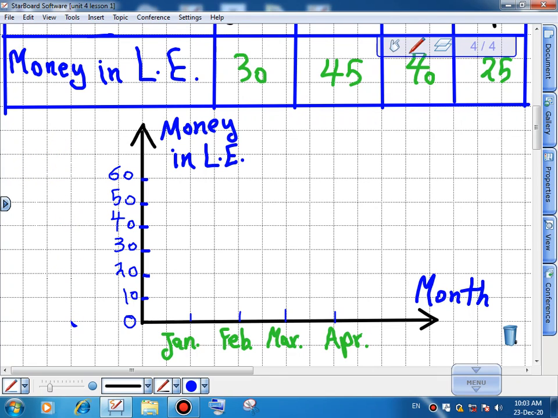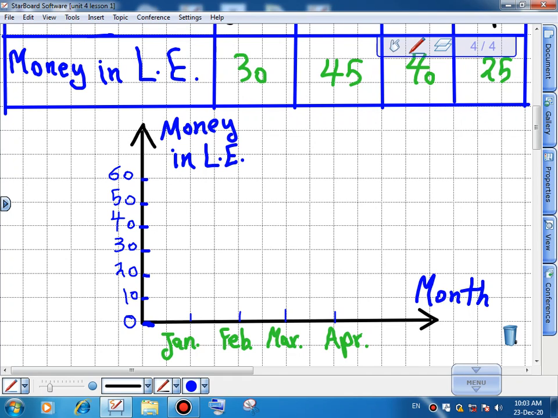We will skip counting by 10. We start from 0 every time. In a bar graph or in a double bar graph, we start from 0. Okay? Second, we skip counting by 10: 0, 10, 20, 30, 40, 50, 60. We end at the greatest number. The smallest number here is 25 and the greatest number is 45.